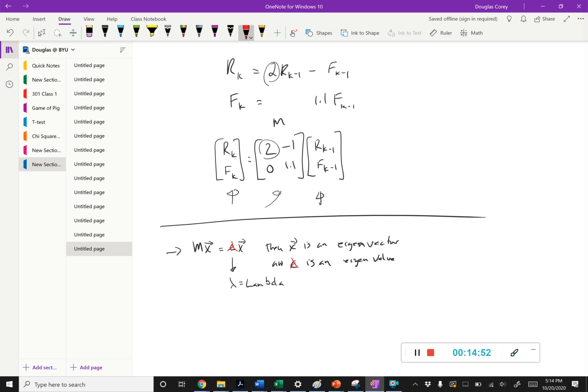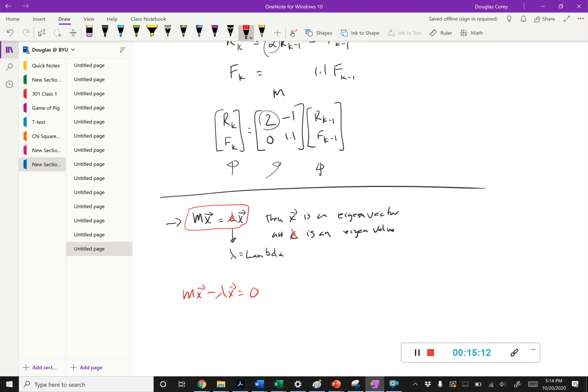So lambda. If this is the case, then we can say, well, Mx bar minus, we're going to pull the right side over to the left side, lambda x equals 0, and we can factor out the x. So M minus lambda, we'd have to be, so this is a scalar, but if I think about lambda times, I have to do one tricky thing here.